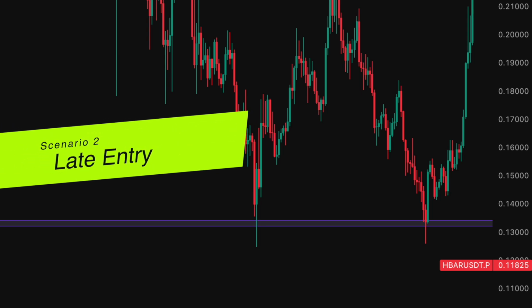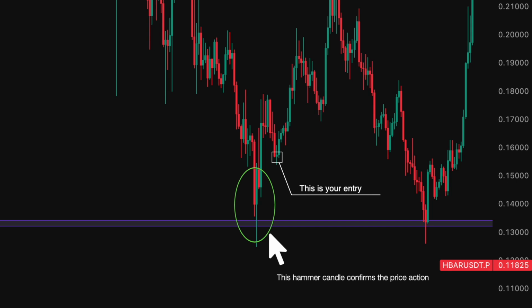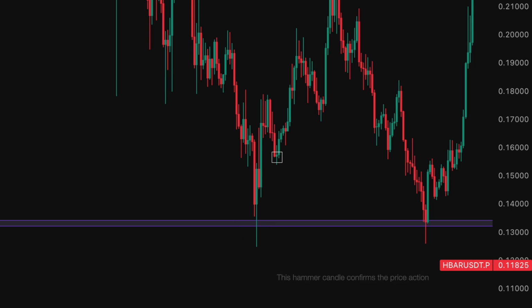Scenario 2. Late entry. Price touches support, reacts, and you enter based on price action confirmation. Your entry may be worse, but your probability is higher. This is not a mistake. It's simply a different trade-off.